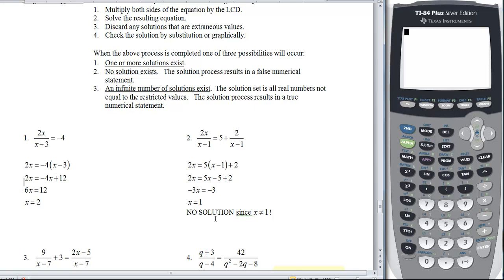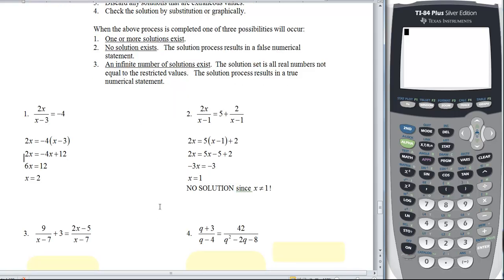But notice right here, if you put 1 back in to check like we did earlier in problem 1, 2 times 1 is 2, but 1 minus 1 is 0, and we can't do that. So that is an extraneous solution. So I go no solution. You might just do a slight little X on that and indicate no solution. And that, remember, was one of my possibilities.